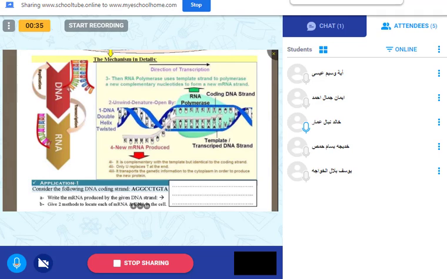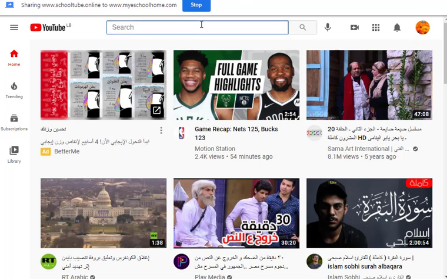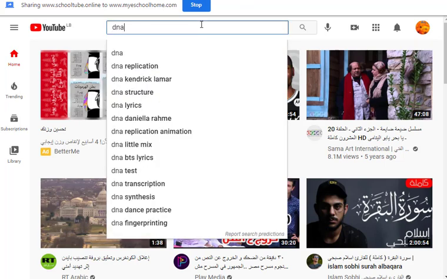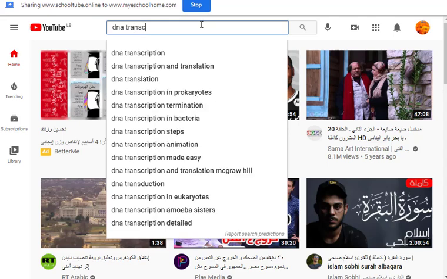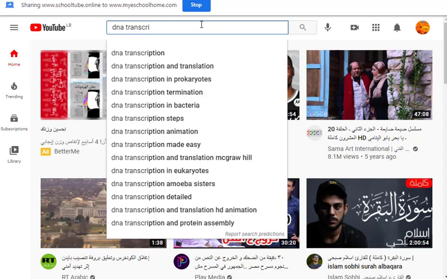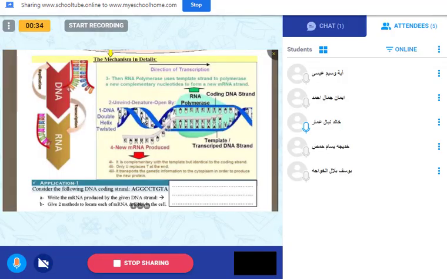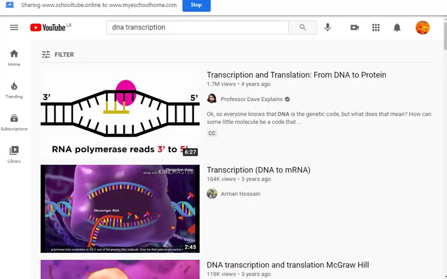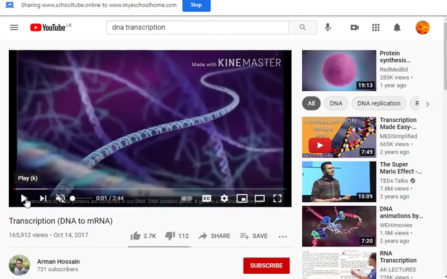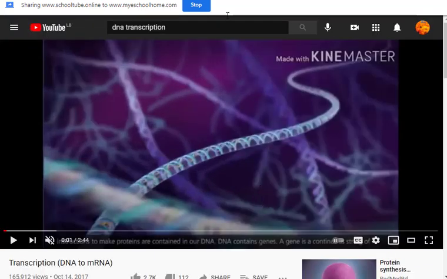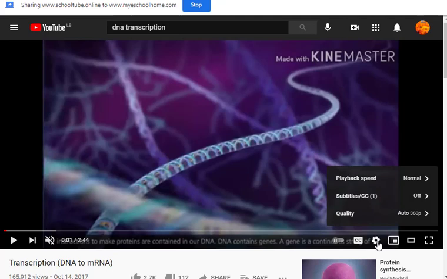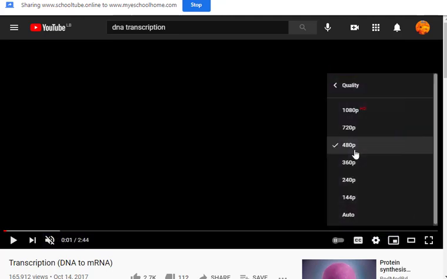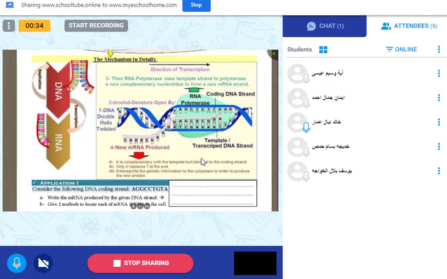What happens in step 2? Open the page. Step 2 is above step 1, number 2, if you see it. Unwind the DNA, opened by polymerase. Okay, unwind or open. What you are doing now, Khalid? You are unwinding it, meaning opening it.